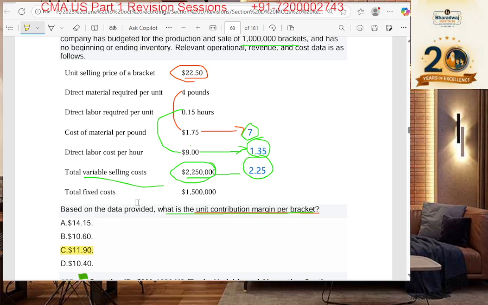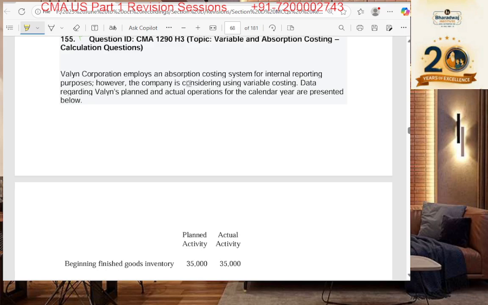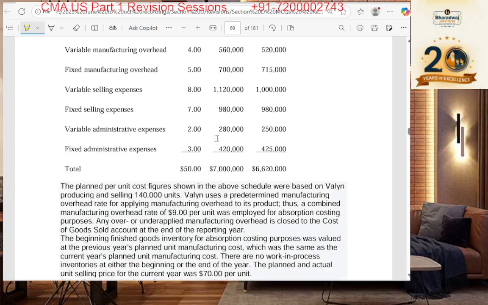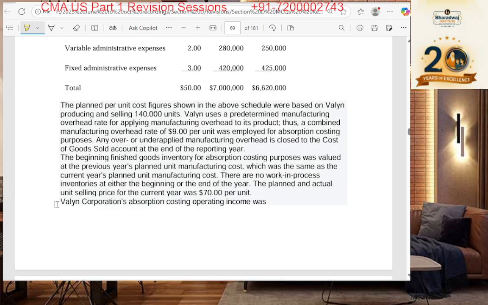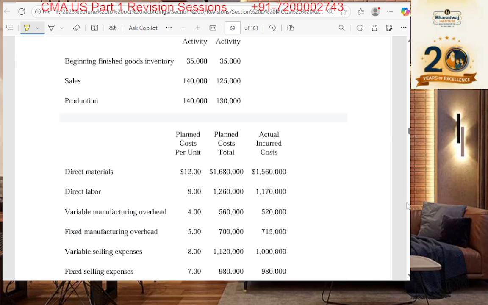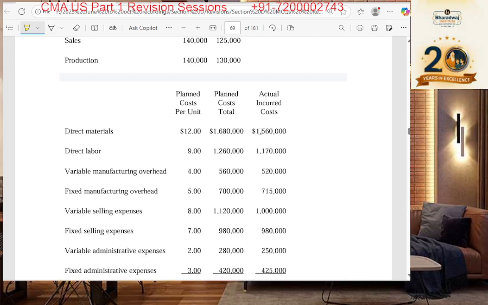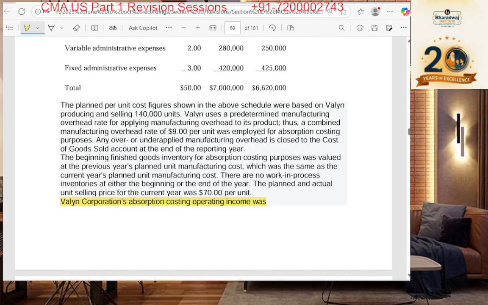Suppose the question asked for manufacturing contribution margin, then 14.15 is correct. But they ask you to find out unit contribution margin. Same question we have seen. They ask you to find out absorption costing operating income. Try it. Absorption costing operating income.